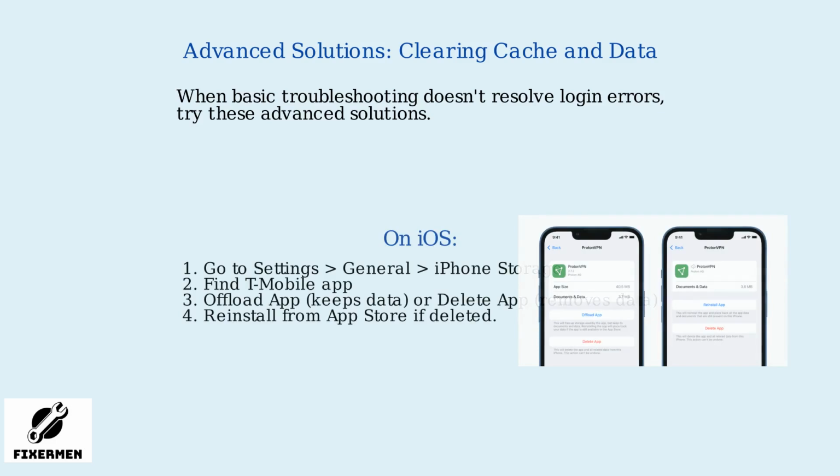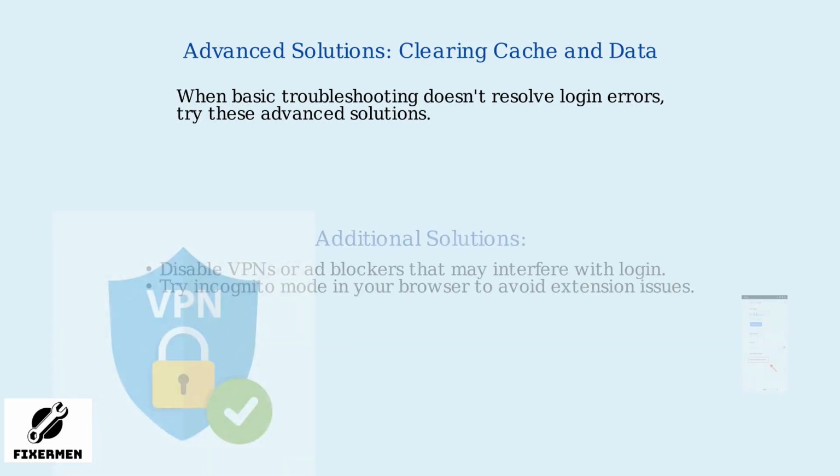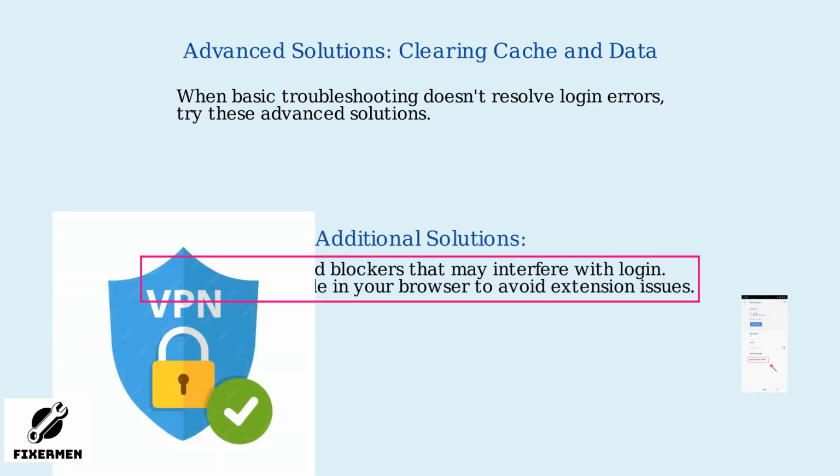On iOS, go to Settings, General, iPhone Storage, find the T-Mobile app, and choose to offload app to keep data or delete app to remove data, then reinstall from the App Store if needed. Additionally, disable any VPNs or ad blockers that can interfere with the login process. You can also switch to incognito mode in your browser to rule out issues from browser extensions.